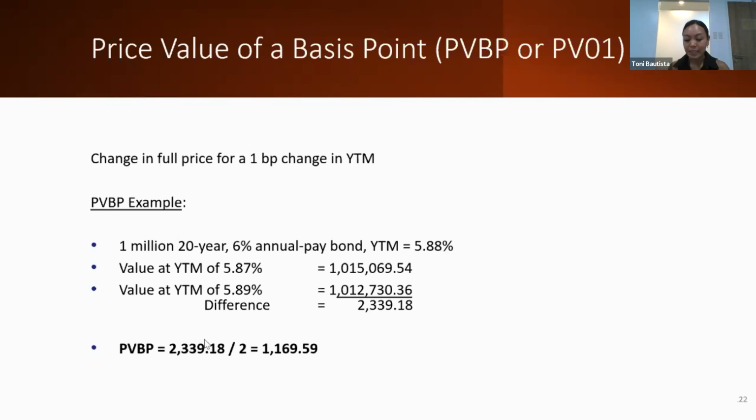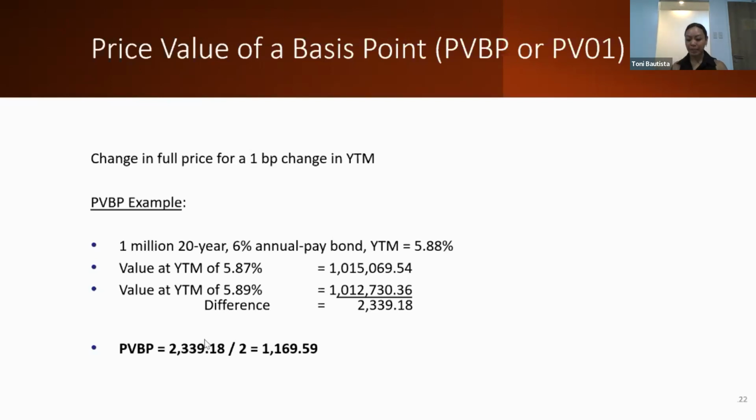So what this means is that if your yield moves higher by 5 basis points, for example, you should expect that the bond price will move lower because of that inverse relationship. But the next question would be, how much would the bond price move?